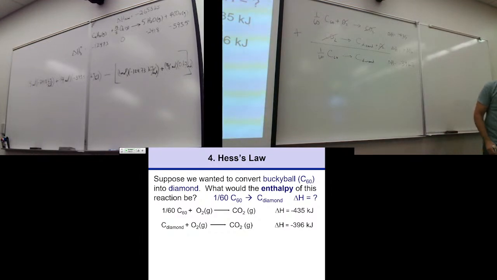I mean, who knows? It's pretty interesting that there is more energy stored in C60 than there is in diamond, because making diamond would release energy. So diamond stores less energy, and diamond is actually in a lower energy state than C60. So, okay.